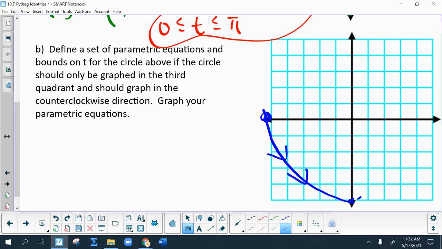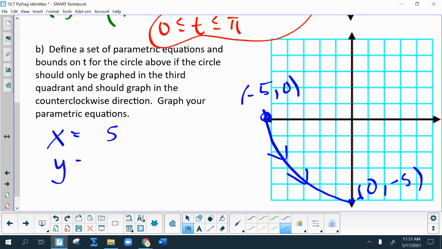So I want to start at negative 5, 0, and then next go down to 0, negative 5. So again, it's going to be something with a 5 for the x and a 5 for the y. They might be negative or positive depending on how we want to do this. And then try and get it to go in the counterclockwise direction. Sorry, I had to make sure I was reading that correctly, and my brain keeps thinking it's the wrong thing.